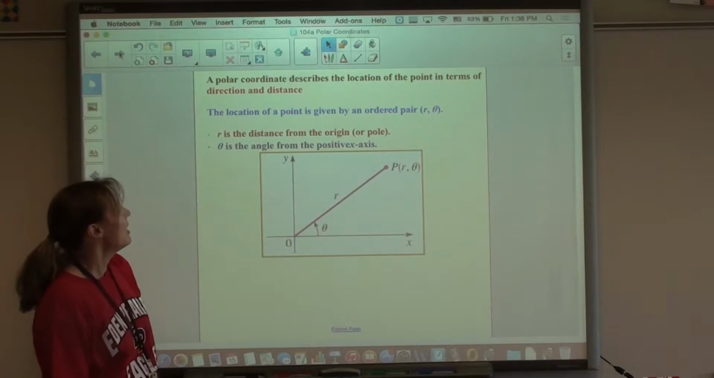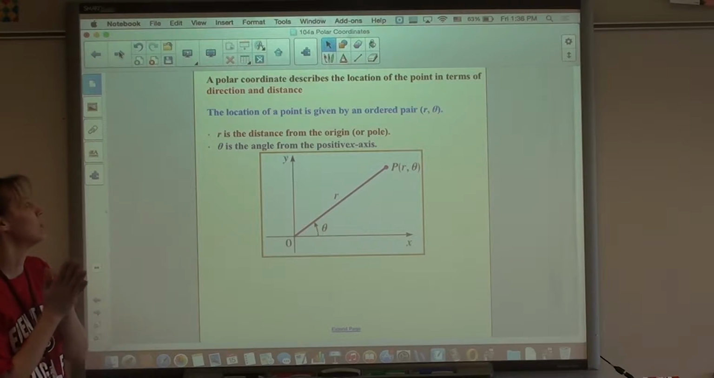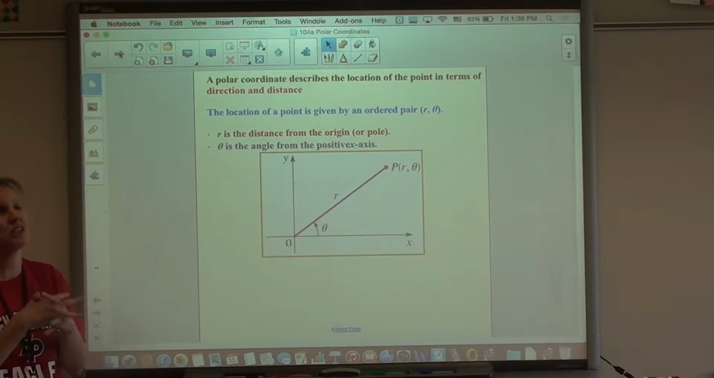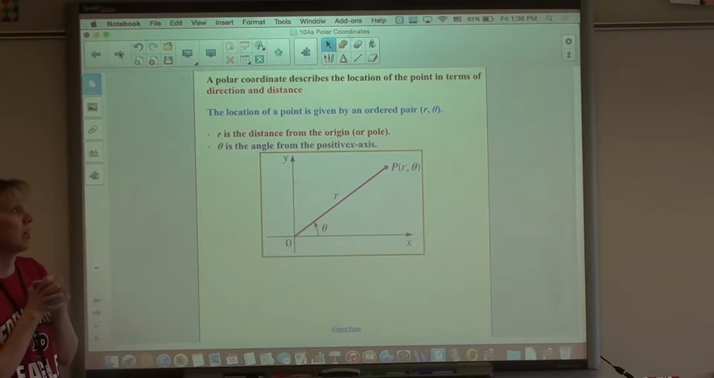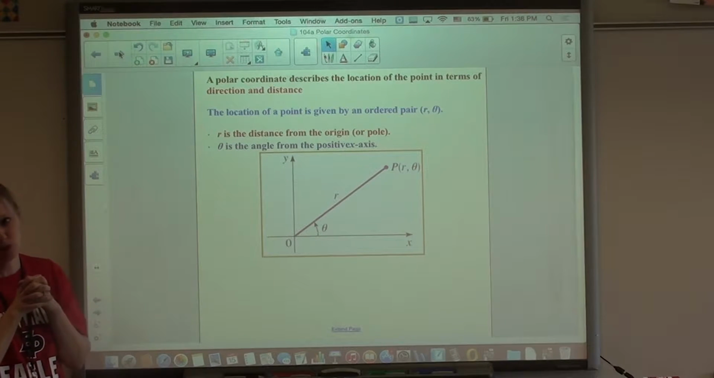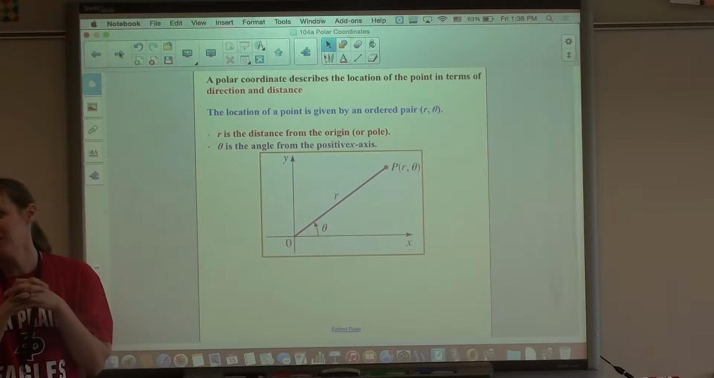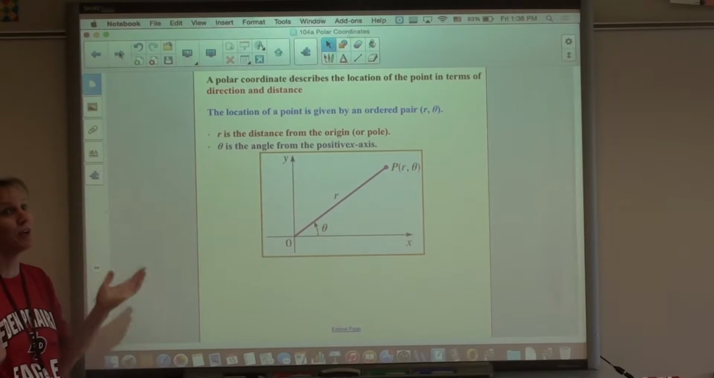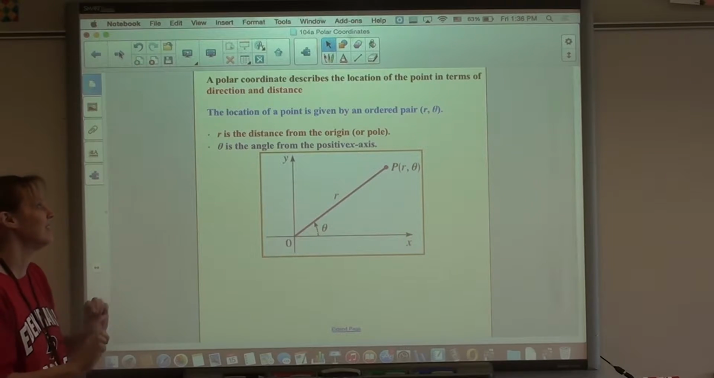All right. A polar coordinate describes the location of a point in terms of direction and distance, or in other words, direction and magnitude. What does that make us think of? Vectors!